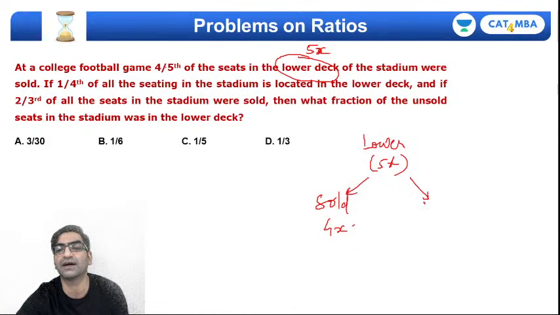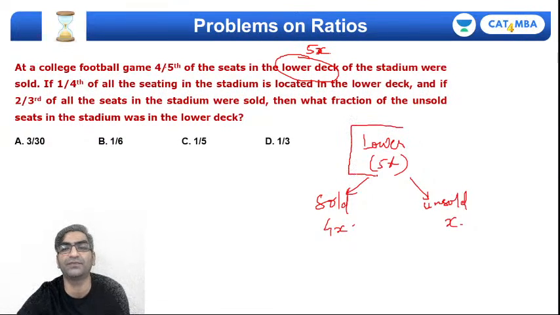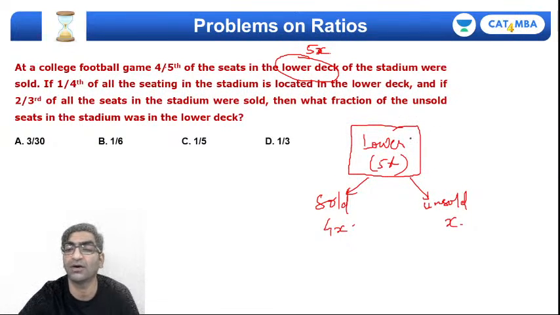Which means unsold would be 1x. If 1/4 of all seats in the stadium are located in the lower deck, if this lower deck comprises 1/4, then 4 times this will be the total number of seats, right? That's clearly going to be 4 times this, 20x, right?